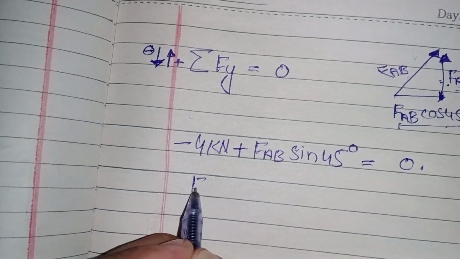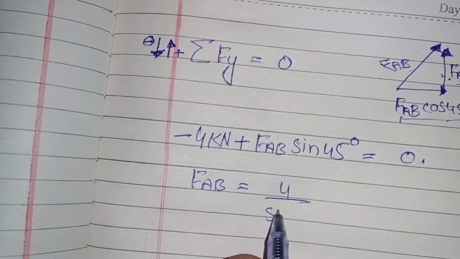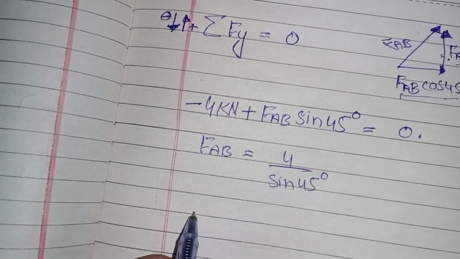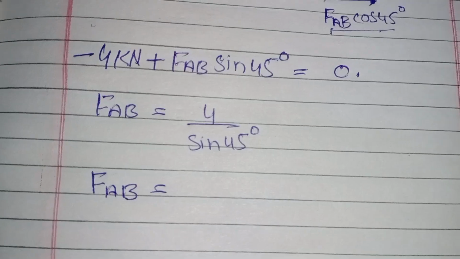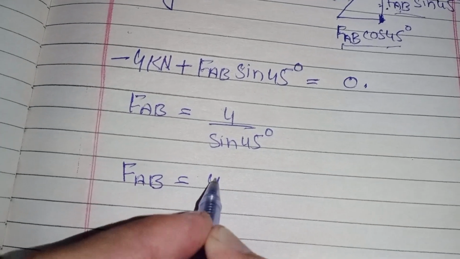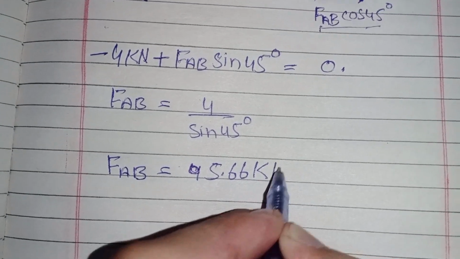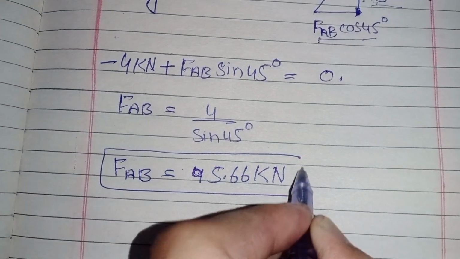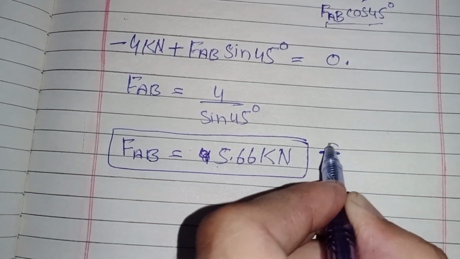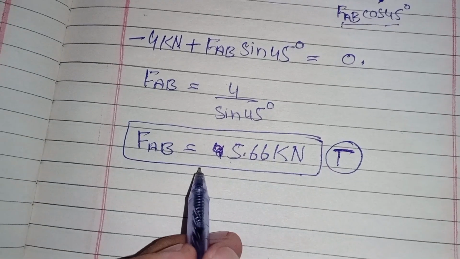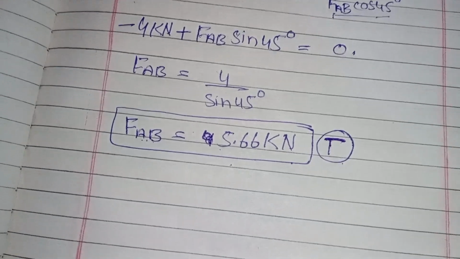So F AB equals 4 divided by sine 45. If you solve it on calculator, it will come 5.66 kilonewton. The answer comes with a positive sign. It means that our assumption was right. The force in member AB is in tension.